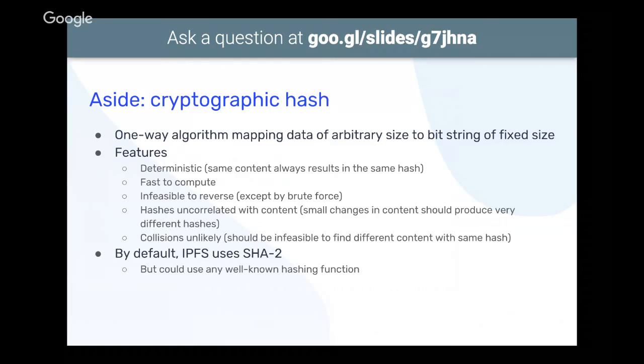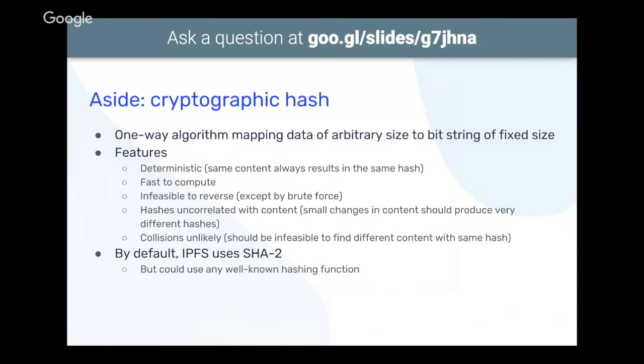They should be infeasible to reverse, except by basically just brute force trying a bunch of things until you figure it out. The hashes themselves should be uncorrelated with their content. So a small change in content could produce very different hashes. There should be no way to sort of link the content to the hash that you get from that content.